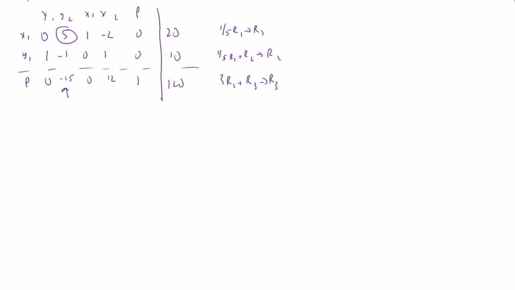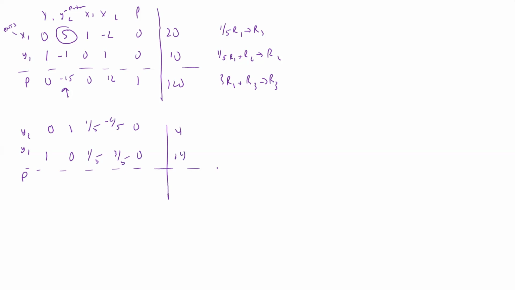And when we do that, up here, that enters, that one exits. So now I've got y2, y1, P. And so I have a 0, then a 1, a 1/5, minus 2/5, 0, and then a 4. And then I'm taking a fifth of that plus that, so that's going to be a 1, then a 0, a 1/5, a 3/5, 0, and that's going to be 14. And then 3 times that row plus that row is going to be a 0, a 0, 3, 6, 1, and 120 plus that is going to be 180. So now it looks like, guess what? Those are all positive, so we stop.